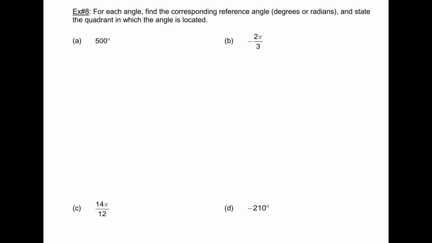Whatever. Okay. Example 8. For each angle, find the corresponding reference angle, aka the equivalent angle, in degrees or radians, and state the quadrant in which the angle is located. Okay, so if I give you something in radians, I want the answer in radians. If I give you something in degrees, I want the answer in degrees. And make sure we say in which quadrant the angle is located.